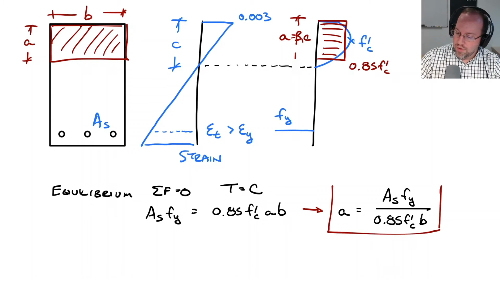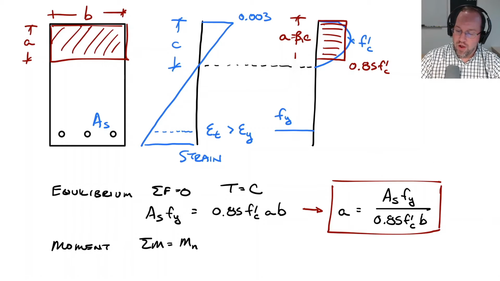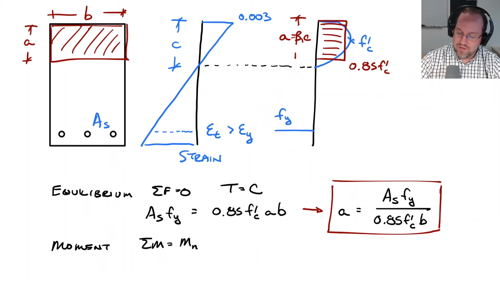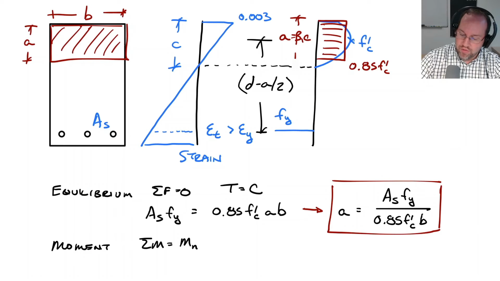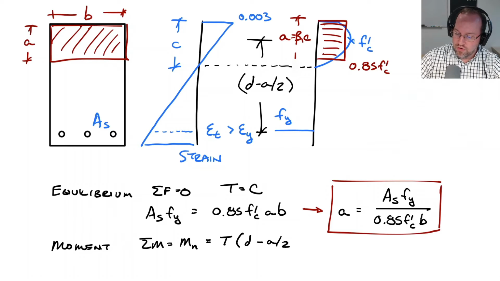All right, now we can use that quantity to find the moment capacity. If I take the sum of moments about this section, that is going to give me my nominal moment capacity M sub n. Let's assume that I'm taking my moment about the centroid of this block here, and therefore I have one force that's causing a moment associated with my tension in my steel, and it will be a distance d minus a over 2 away from the centroid of that block. So therefore, M sub n is just equal to my tension force multiplied by the moment arm d minus a over 2.